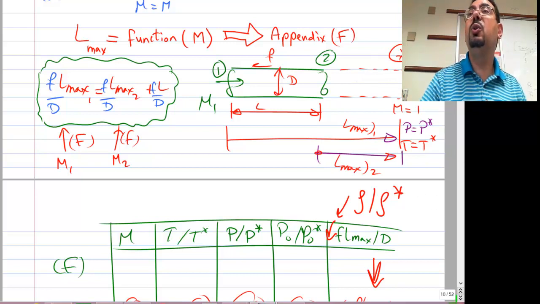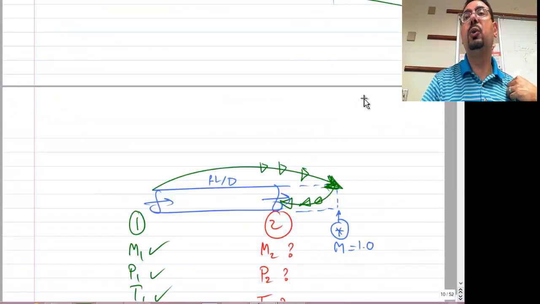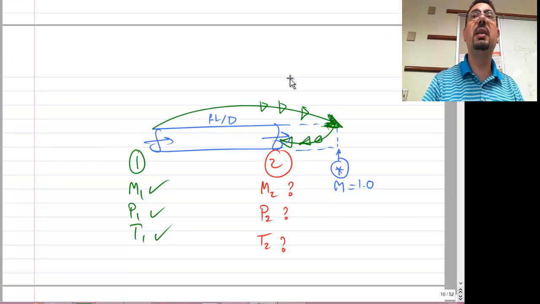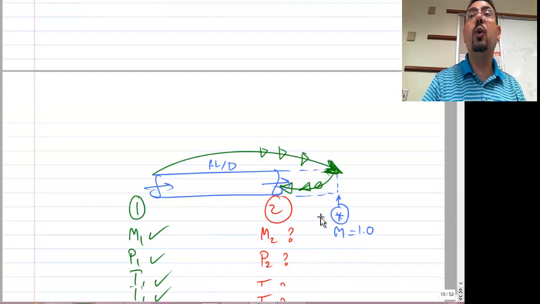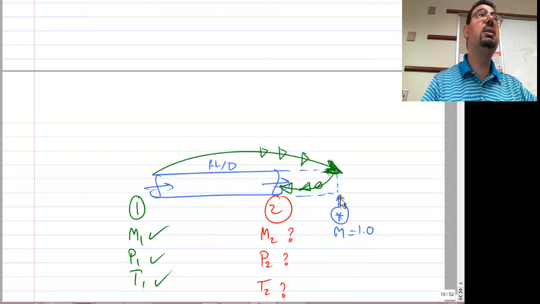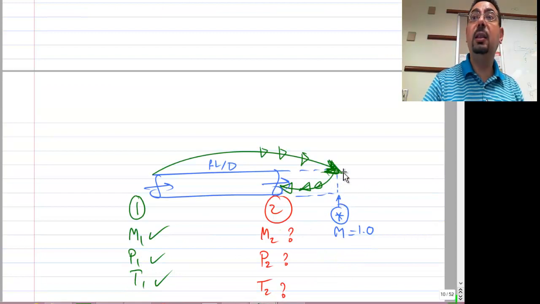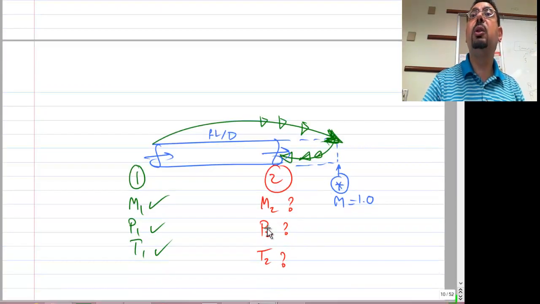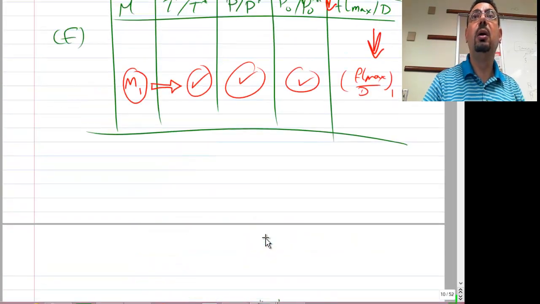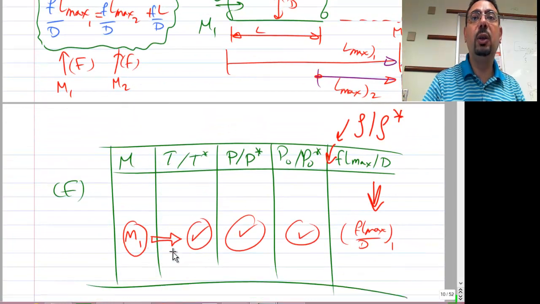But still, we will use it to solve the problem. So the cartoon that I always like to use in those problems is this: using the condition at 1, we can always go and get the star, P star, T star, and P naught star. And then knowing them, we will be able to calculate M2, P2, and T2. Right? How? Well, if you know M1, you can get those values. And since you know T1, you get T star. P1, you get P star. P naught 1, you get P naught star.